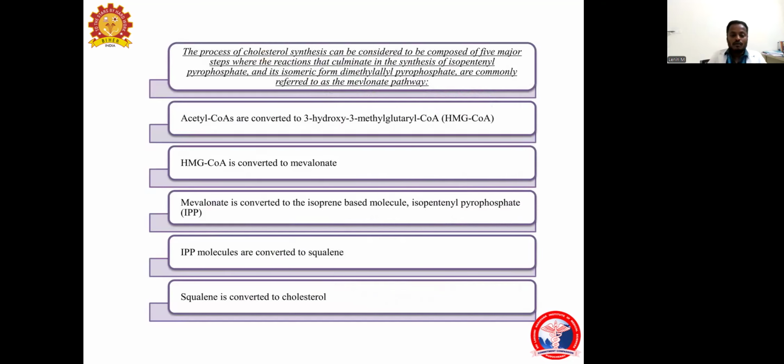So the acetyl CoA is converted to form 3-hydroxy-3-methylglutaryl CoA, which is converted to mevalonate in the second step. Mevalonate is converted to the isoprenoid molecule isopentenyl pyrophosphate. From isopentenyl pyrophosphate it is converted to squalene, then the final form is cholesterol.